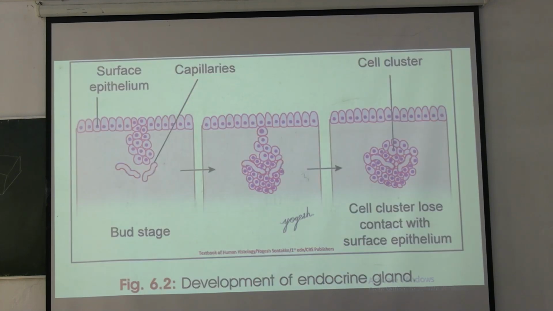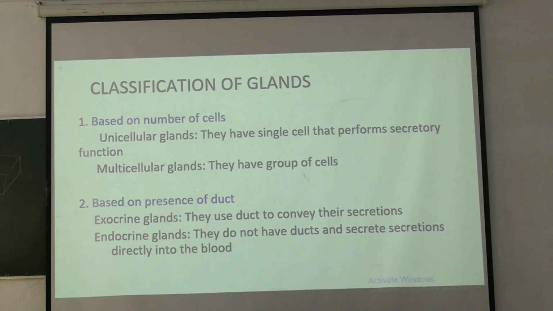Now, these are the surface epithelium. You see capillaries, development of the intercalated duct. Today we are not telling you this much. Now, you will go and see for yourself.